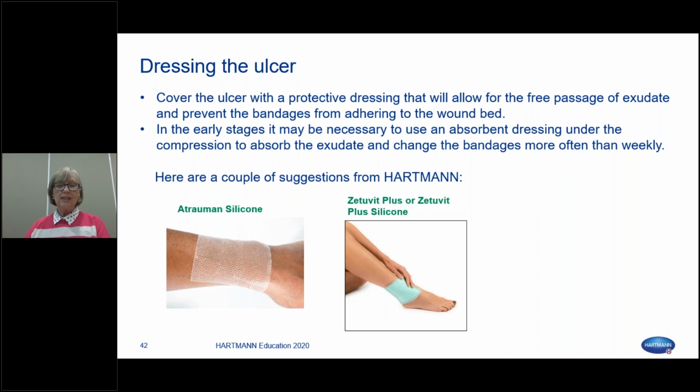Here are some of the dressing suggestions from Hartmann. Atrauman Silicone to prevent the bandage from adhering to the wound and allow the exudate to pass through, and Zetuvit Plus to absorb and hold the exudate away from the wound and surrounding skin. So you really just want a light covering over the wound to allow the exudate to pass through, whatever that might be, a wound contact layer of some description, and then something to absorb the exudate. Or you could use our all-in-one dressing, Zetuvit Plus Silicone without the border, to protect the wound bed and absorb and hold the exudate under compression.